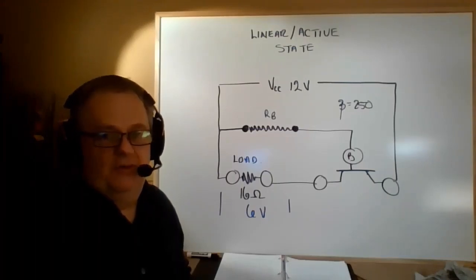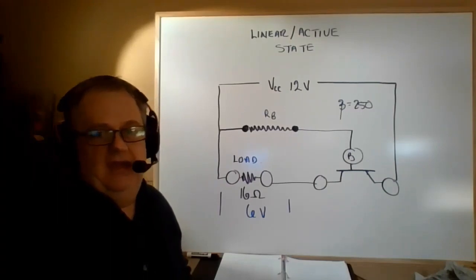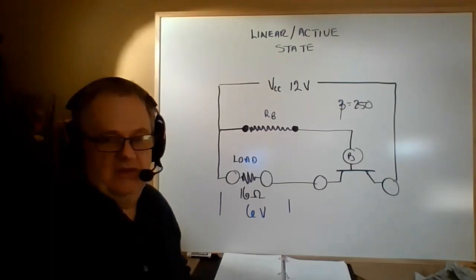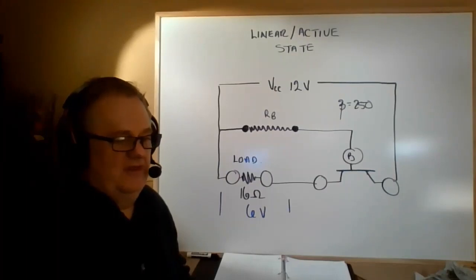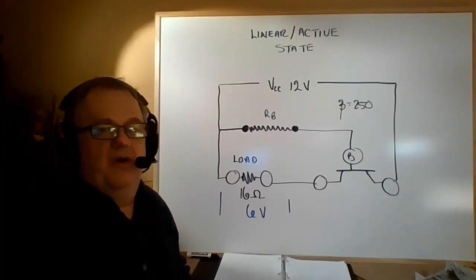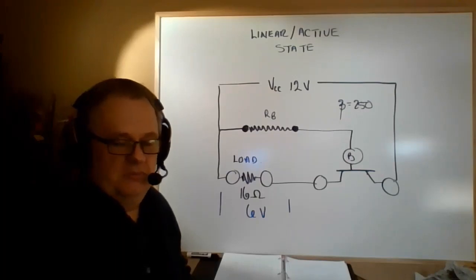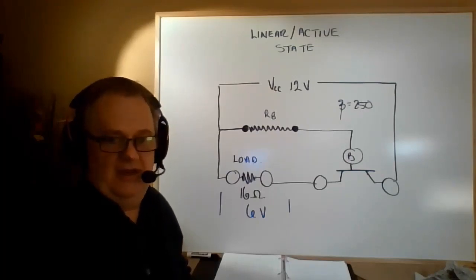Now, if we're in the active zone somewhere, the load voltage, if it's cut off, would be 0 volts, and the load voltage at saturation would be 11.9 volts. What's given here is a 6 volt load voltage. So we're in that stage where we're amplifying the base signal, the base current, somewhere in between. What we want to find is how much resistance we would have in the base resistor to bring us to this state.